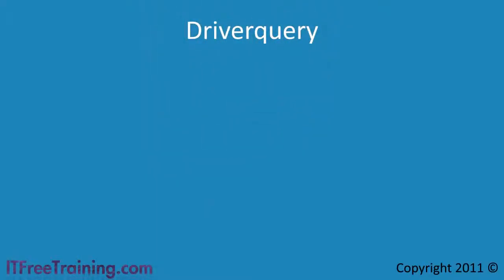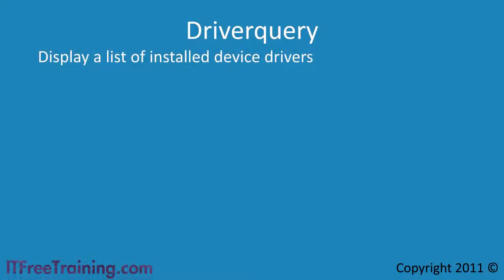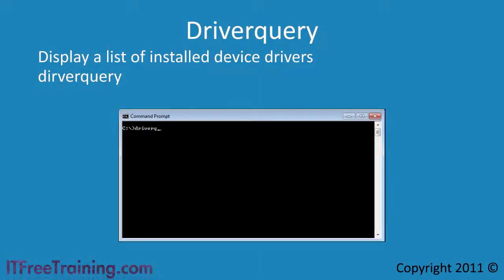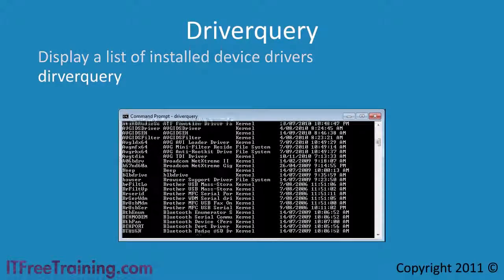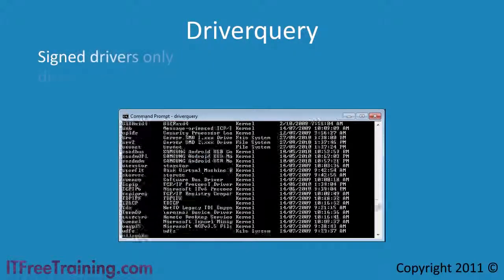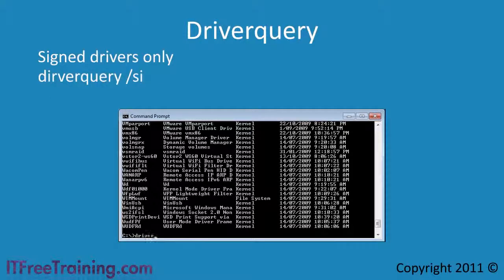The last tool I want to look at is Driver Query. This is a command line tool you can use to get information about device drivers installed on your system. If you run Driver Query without any switches, you will get a list of all the devices on your computer. If you want to limit this list to only signed drivers, use the /SI switch.